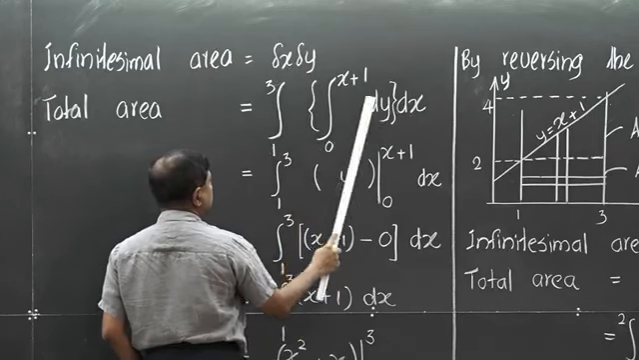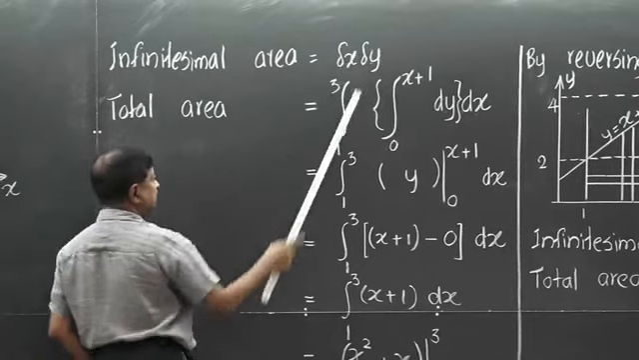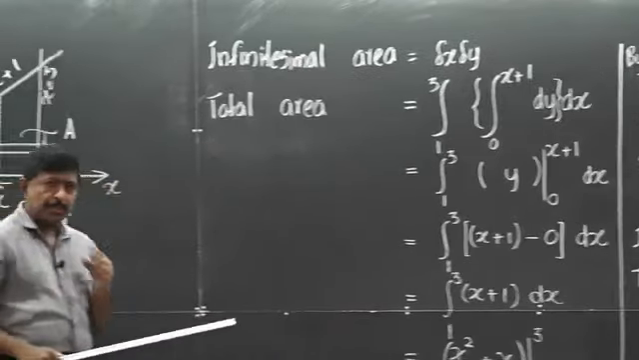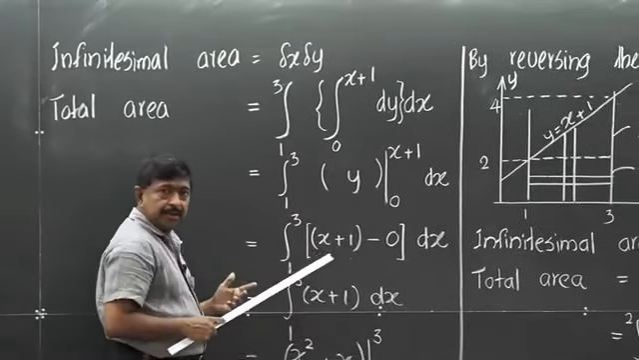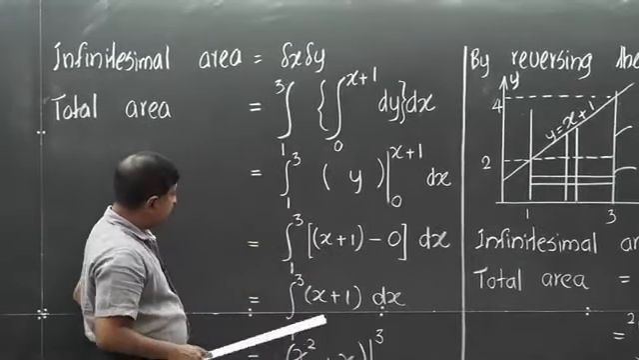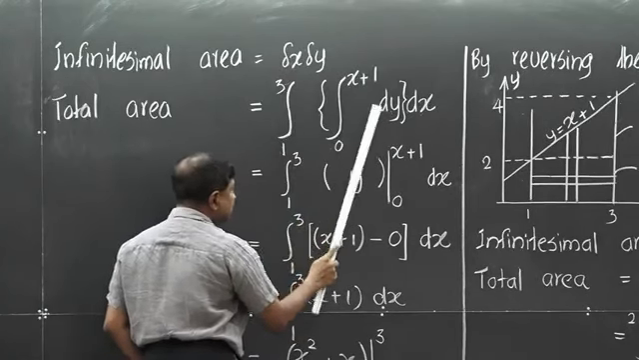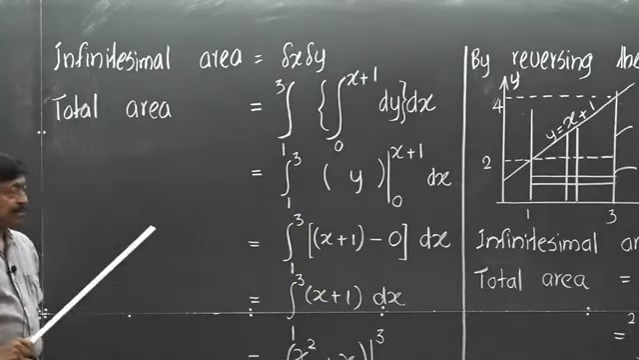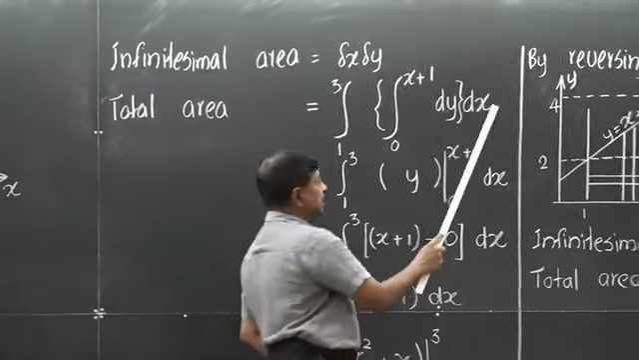I changed the order because if I keep it like dx dy, the first problem that I wanted to explain would have been difficult, but here it is not that difficult. That is why I solved this one. Now, if I kept dx first, then it will be difficult to evaluate this one. Let us see what happens if you reverse the order.